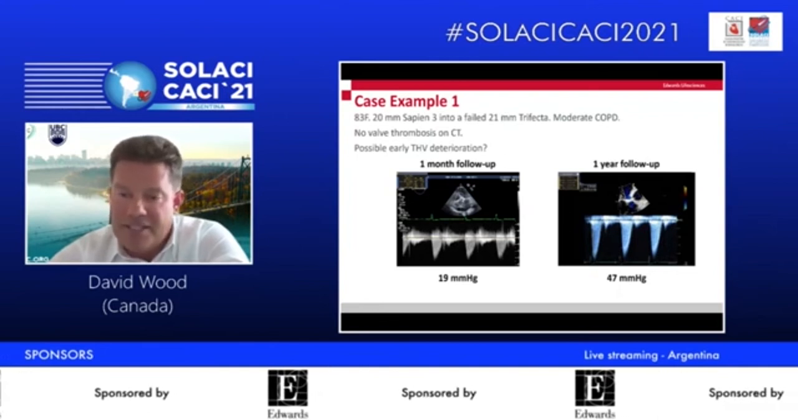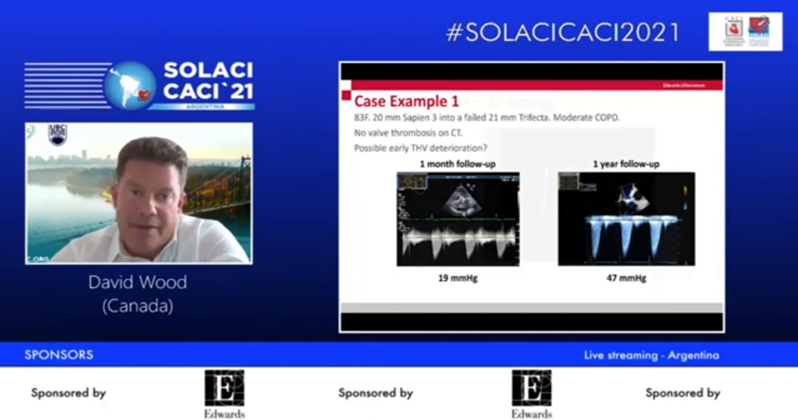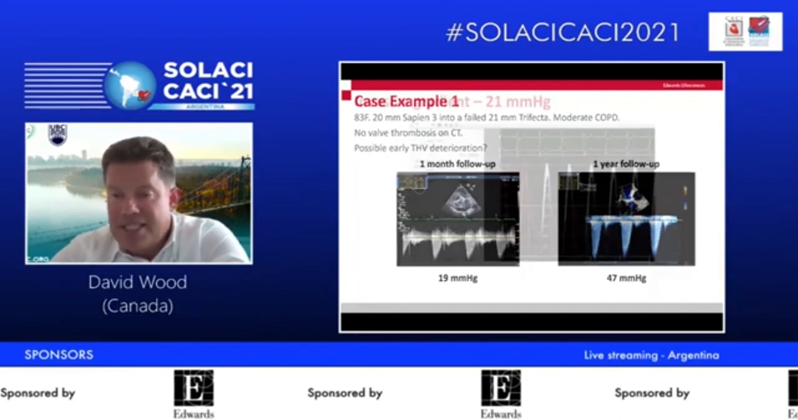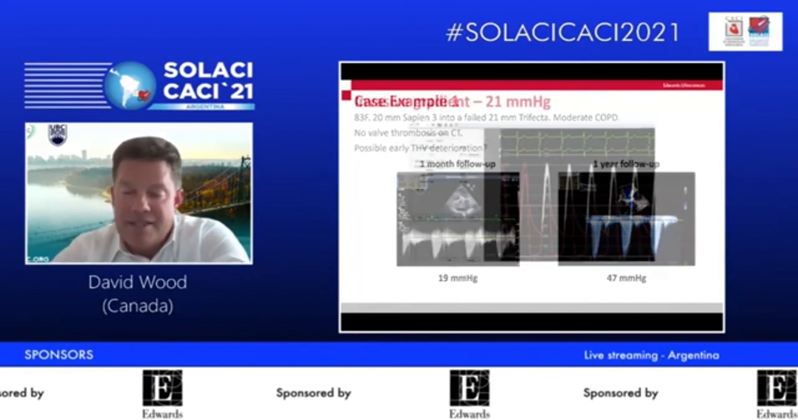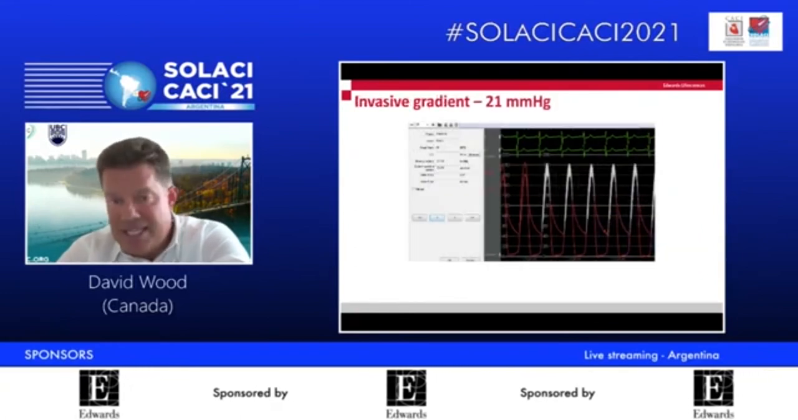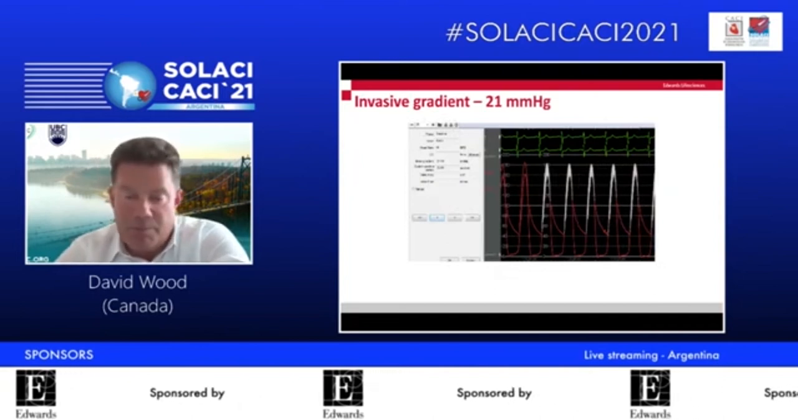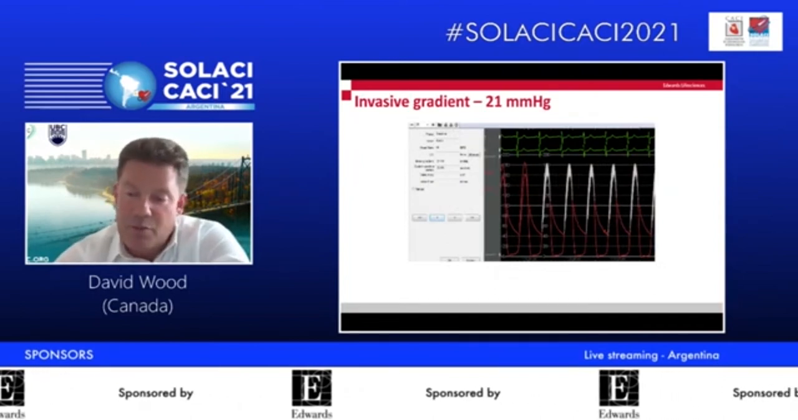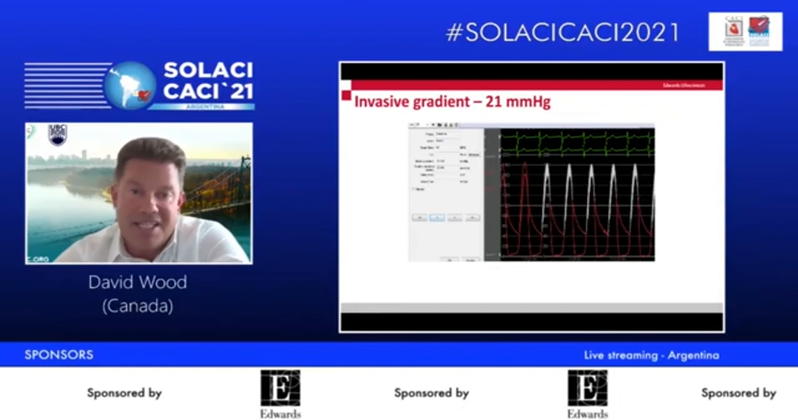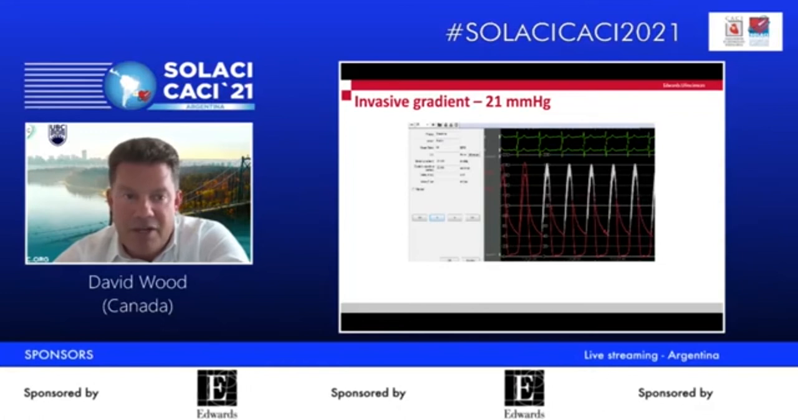So when this patient was referred back a year later with a gradient of 47, luckily we'd had discussions with Amr and Philippe, and we did an invasive gradient using meticulous technique, two pigtails, down deep in the LV, no ectopy, three measurements, getting the mean, sending the data in to our core lab now. We have a hemodynamic core lab that can interpret data from all 126 complete TAVR sites. The invasive gradient is 21.